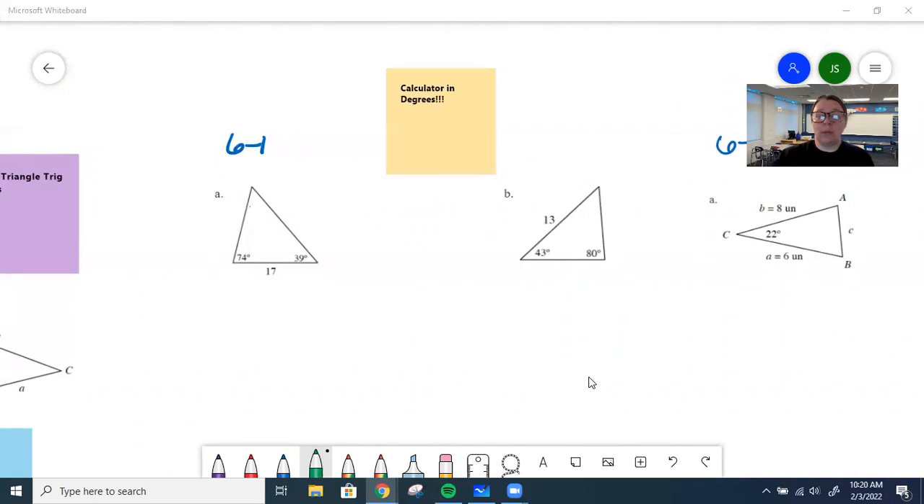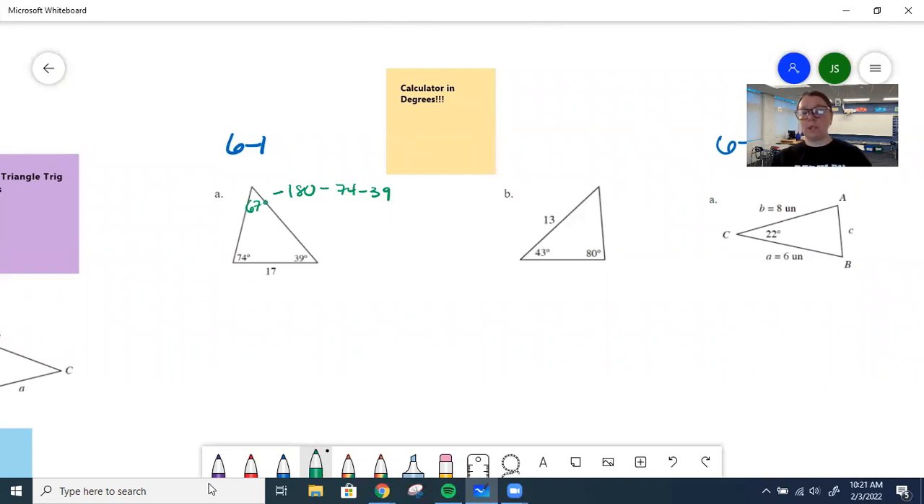So a lot of times you're going to be asked to solve the triangle. When you're asked to solve the triangle, you're trying to find all the missing sides and angles. So in this one right here, we can start out by finding this missing angle. We know the sum of the angles in a triangle is 180, so I can just subtract the 74 and the 39 from 180 and get that this angle here is 67. Okay, so this angle here is 67.